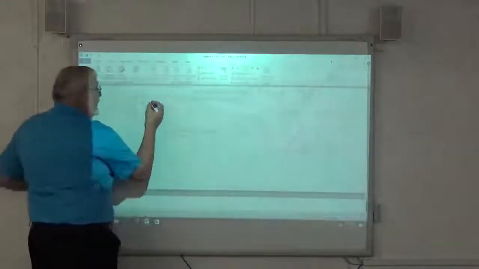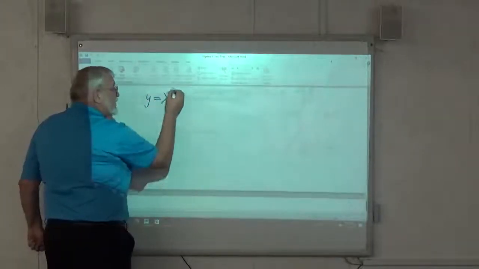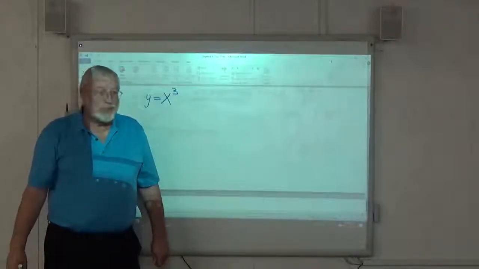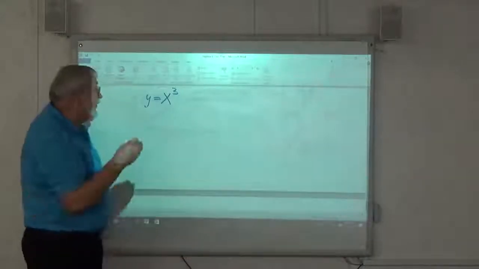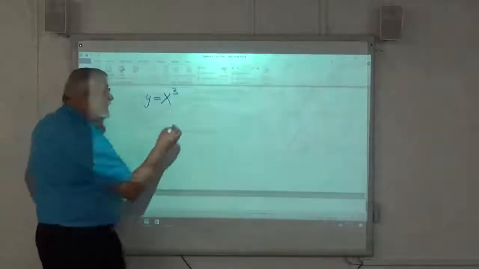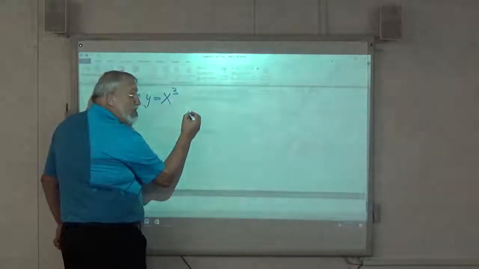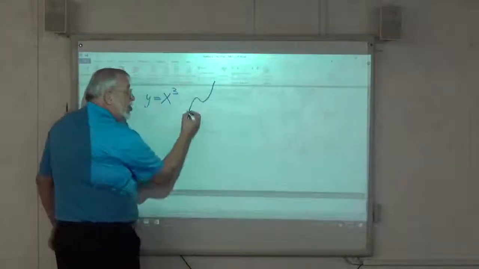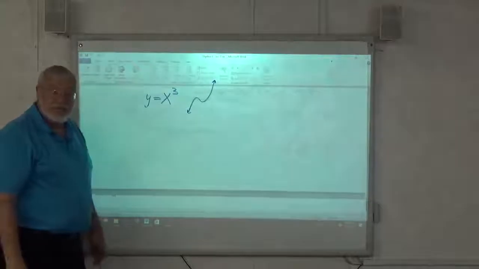All right? What does y equals x to the third power look like? Ooh, you should know. Again, you should have known. You probably have been told. But what happens with this is that it starts when x is very negative, y is very negative. And it comes up like this, and it goes like that. That's a cubic.